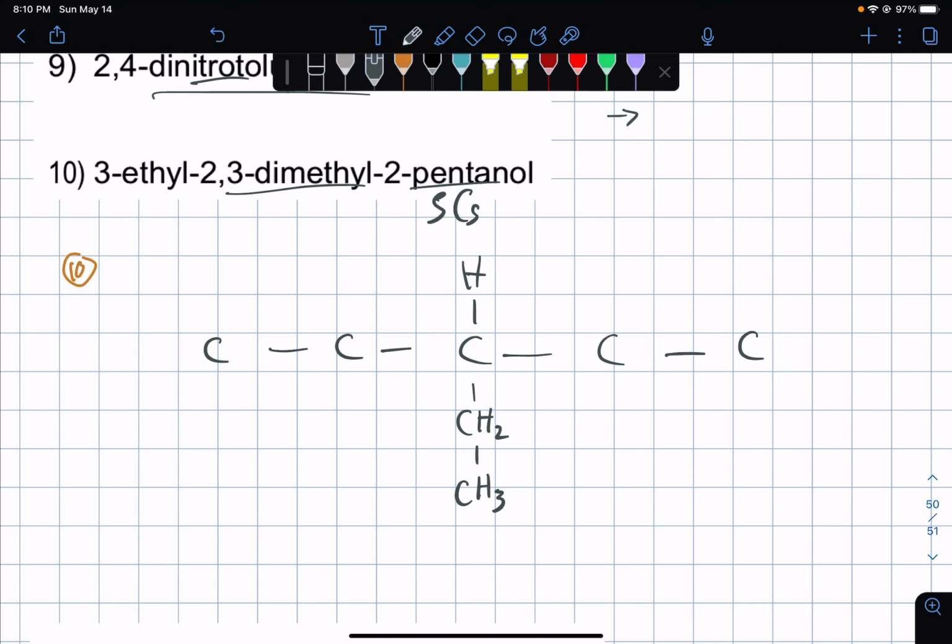Is my voice okay? Good. And then 2,3-dimethyl. So there's a methyl here in the third carbon also, and another methyl in the second.